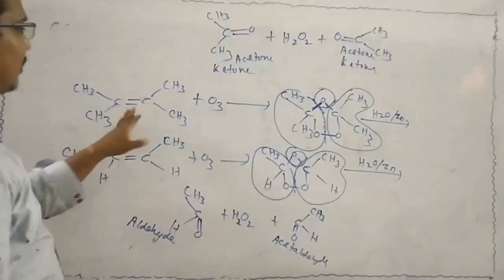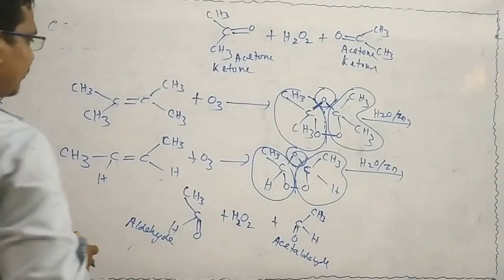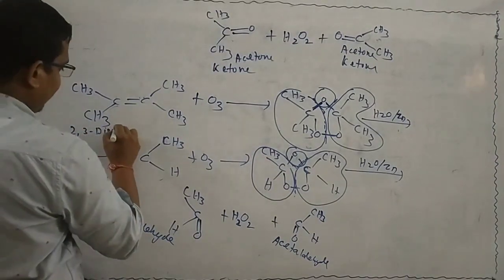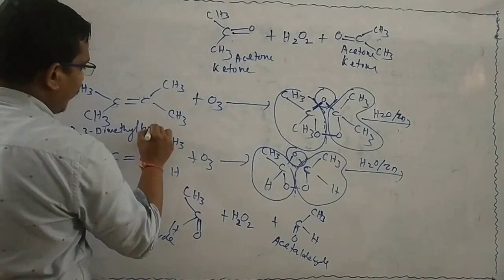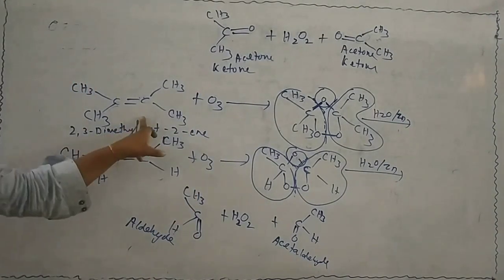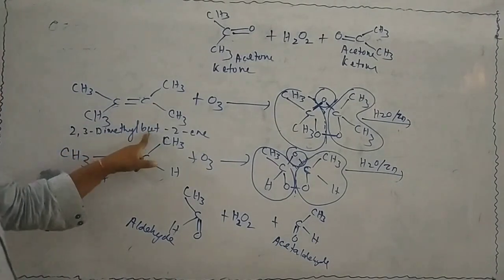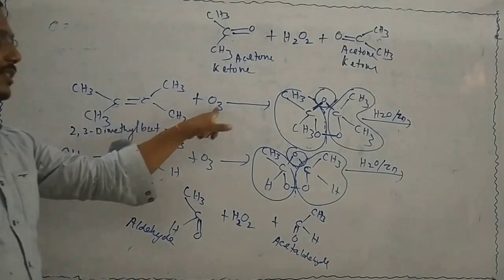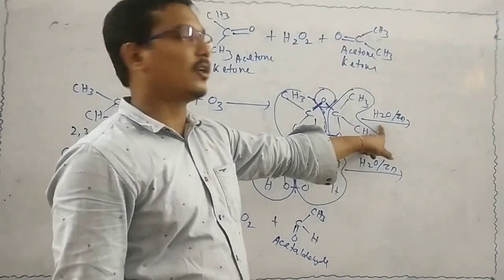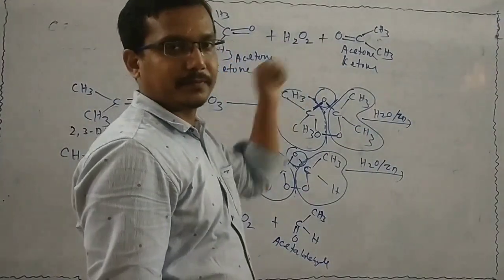Suppose now I think about this. There is a so-called alkene, and its name is 2,3-dimethyl butene. I can write a statement for this reaction: when 2,3-dimethyl butene undergoes ozonolysis, then the corresponding ozonide is formed, which undergoes reaction with water in the presence of zinc, then acetone is formed.